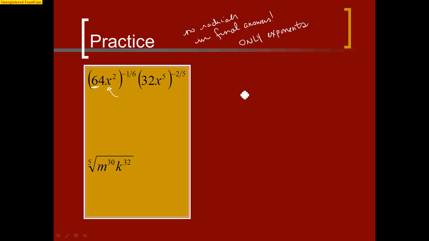answer with radicals. So when I look at this problem, now I see different bases with multiple exponents, so 64 to the negative 1/6 and x to the 2 times negative 1/6, which is negative 2/6, which of course is 64 to the negative 1/6 x to the negative 1/3. Now, nobody said anything about negative exponents, so this part of my answer is just fine. But this is not. Right?